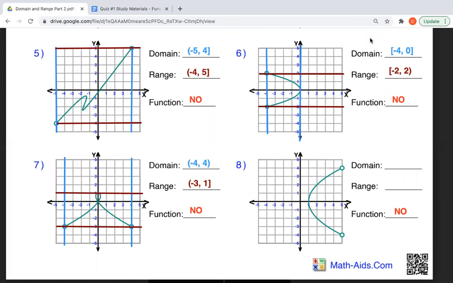And then lastly, for number 8, we start at 1 and we end at 5. 1 has no open circles, so that's a bracket. 5 goes through 2 open circles, so parentheses. And then the range. The bottom is at -4, open circle, so parentheses, top at +4, open circle. So again, parentheses. -4, +4. And that is it for this homework assignment.